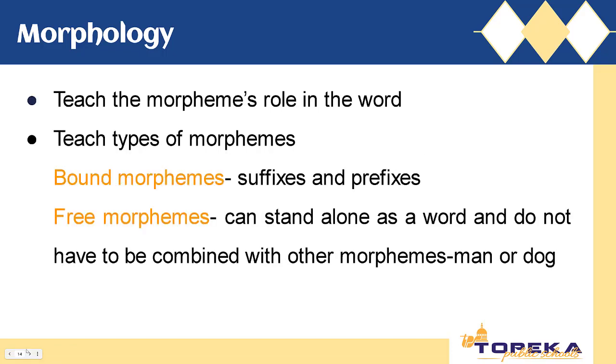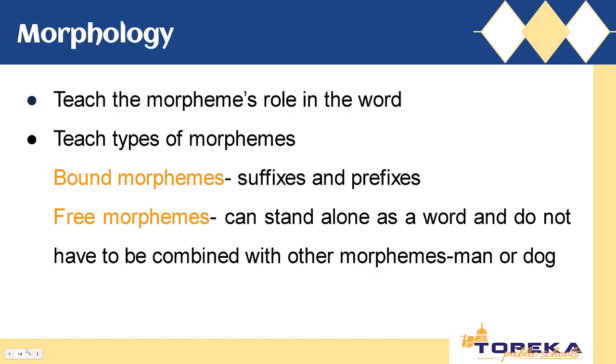When we're teaching morphology, we need to teach the morpheme's role in the word. For example, how does the role of a prefix or suffix impact what that word means? If we're adding a suffix, L-E-S-S, for example, and back to our word sugar, adding L-E-S-S completely changes the meaning of the word sugar, from having sugar to saying that something is sugarless, not having sugar. So we have to teach how those morphemes work in words.